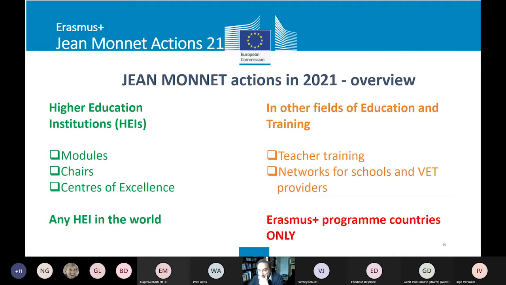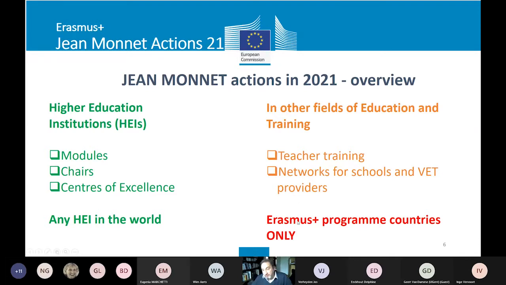And then we have two other actions that touch the sphere of schools. That is new; there's a new action this year: teacher training and networks for school and VET providers. I will explain that later on.